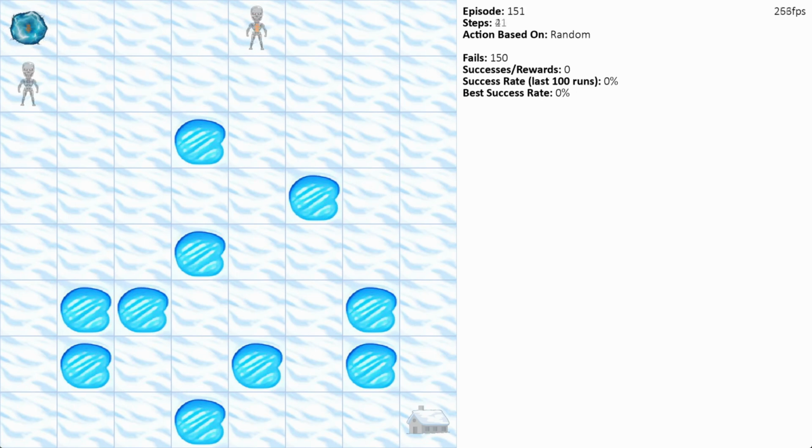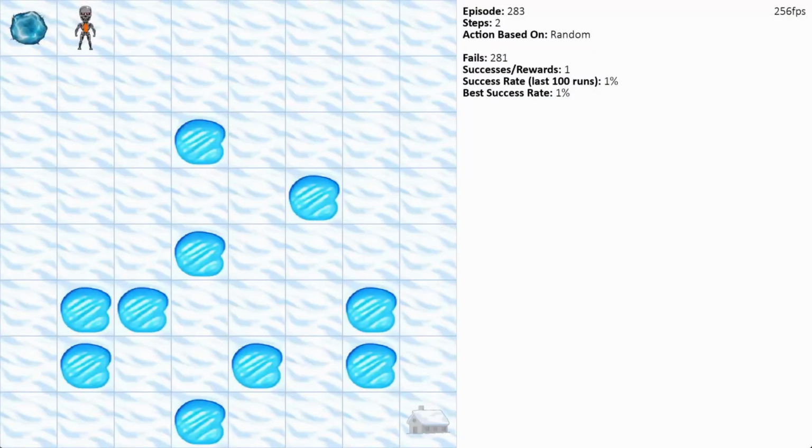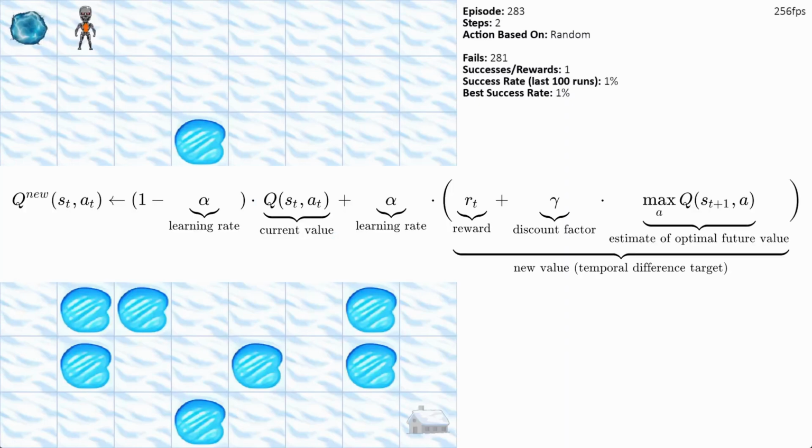Our agent may look like an advanced killing machine, but it has a lot of work to do in the intelligence department. When the agent reaches the goal and receives its first reward, finally, the learning begins. But what does that mean? It means that we'll take the reward and plug it into this scary looking equation. For now, don't worry about how or why the equation works.